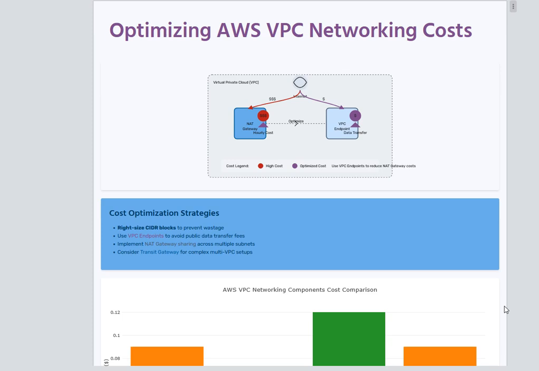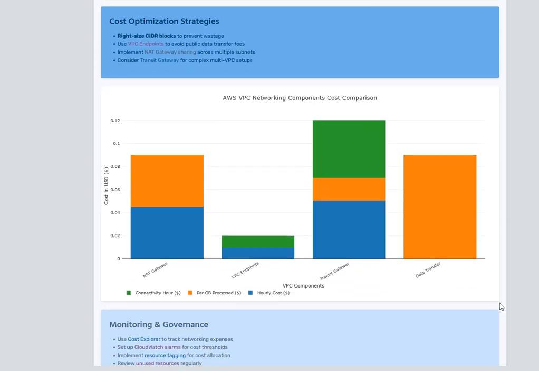Consider transit gateway for a complex multi-VPC setup. Here is just the cost in US dollars, per hour connected and per GB processed. The hourly cost is just to give an idea of how much cost is occurring, for the NAT gateway, the VPC endpoint, the transit gateway, and then data transfer cost.